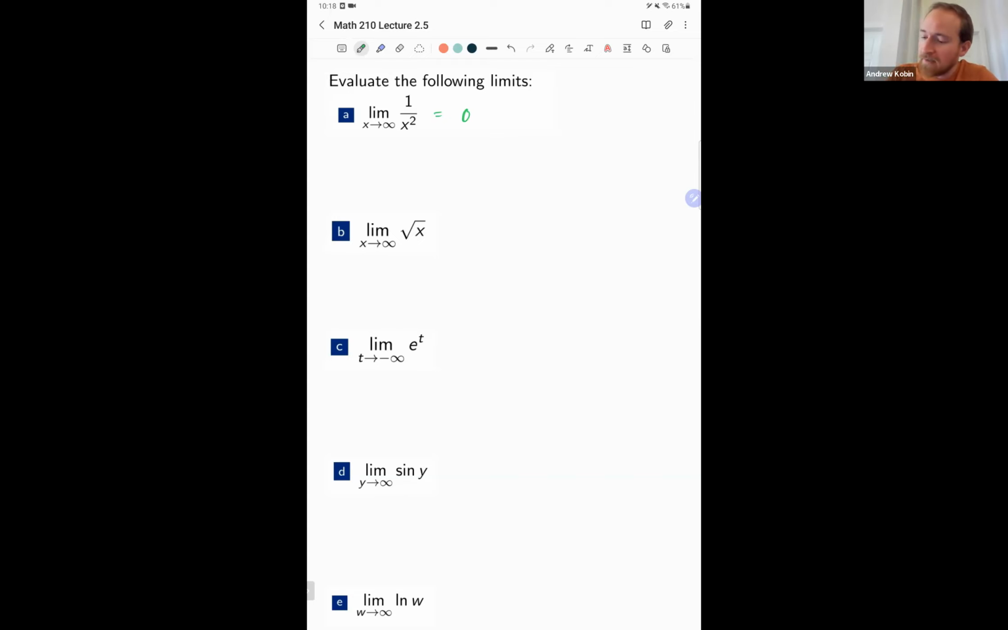In part B, the limit as x approaches infinity of square root of x, well, it helps to actually draw the square root function, and I'll let you do that on your own, or you can bring this up on a graphing calculator.